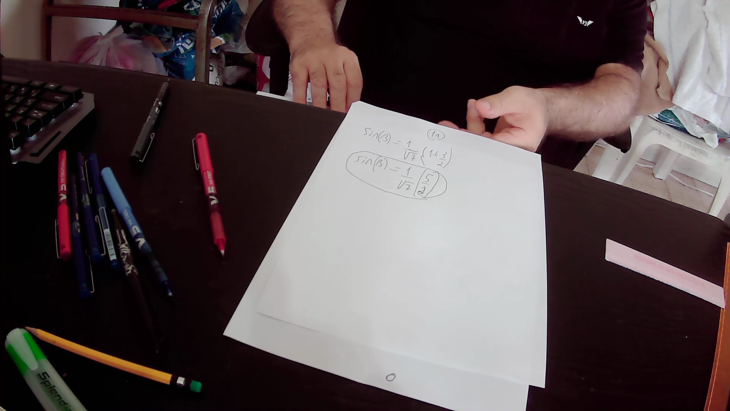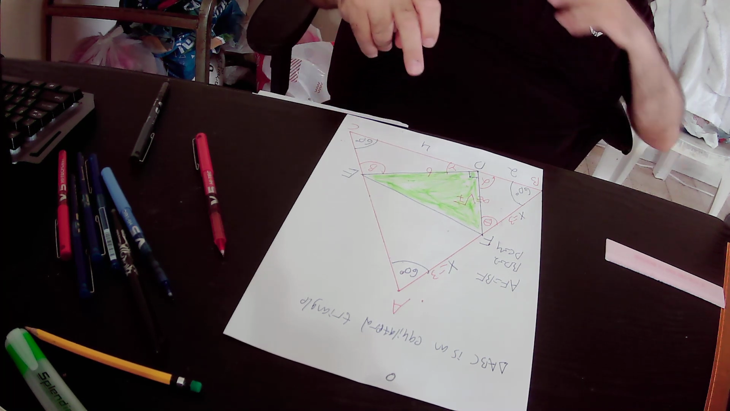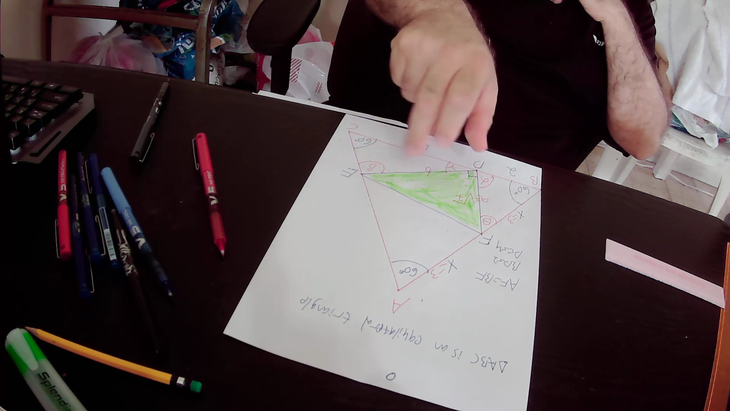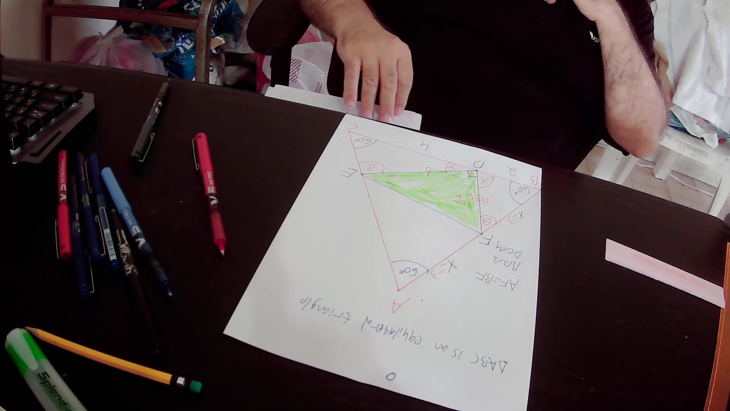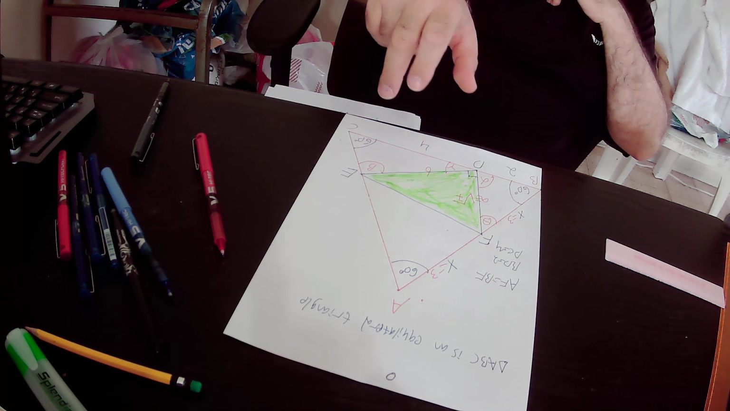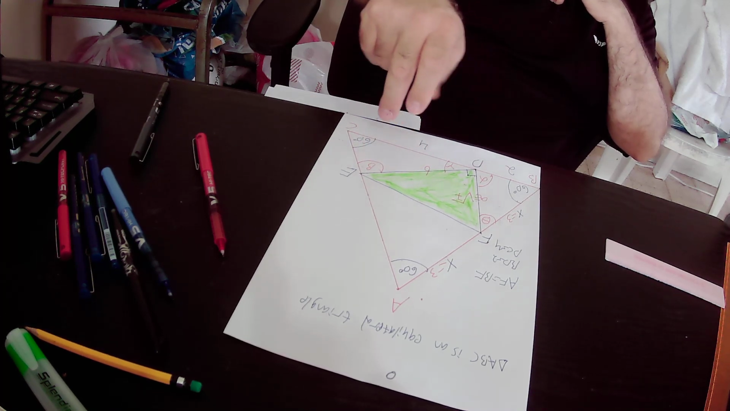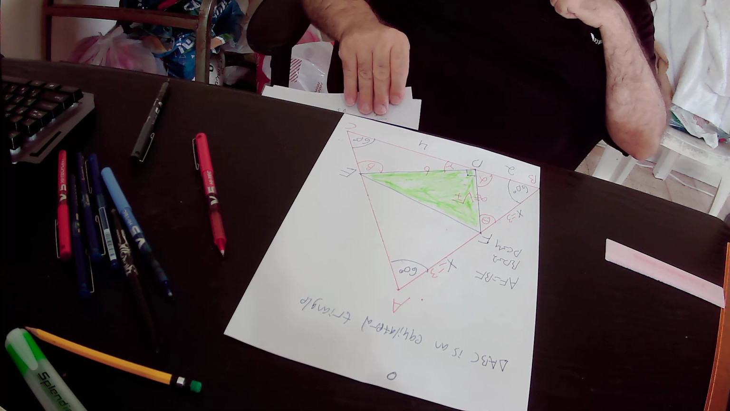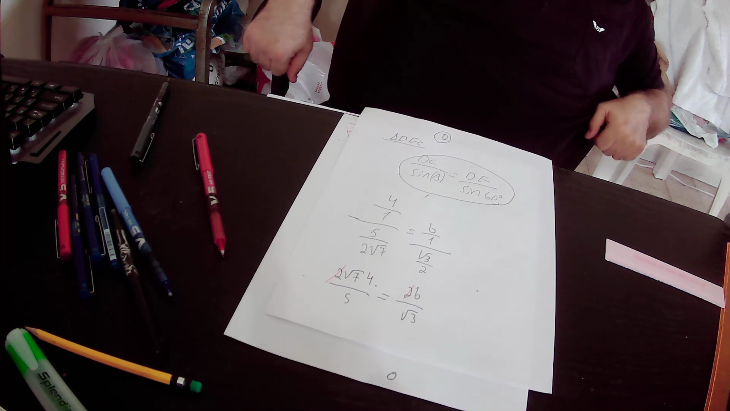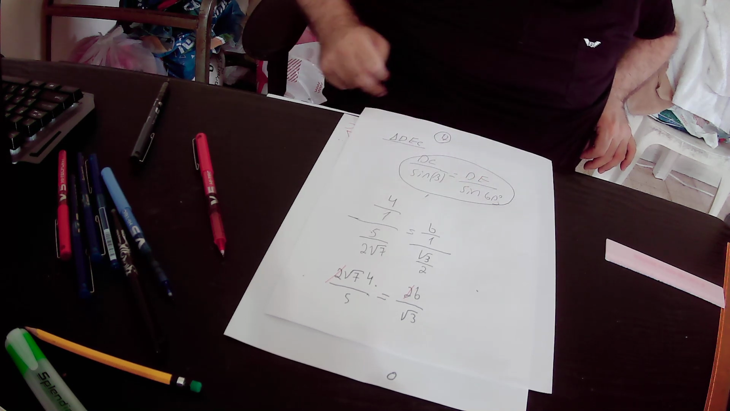Okay, after we found the value of sine beta, we used the law of sines in the small triangle DEC in order to find the value of DE, that is B. According to the law of sines, in triangle DEC, DC over sine beta equals DE over sine 60 degrees.